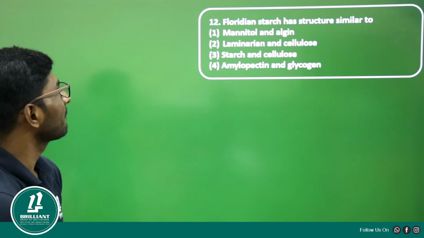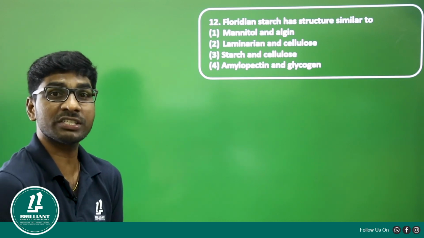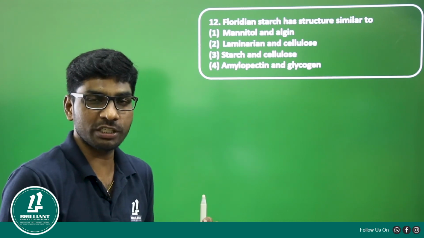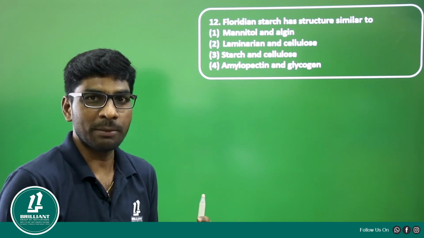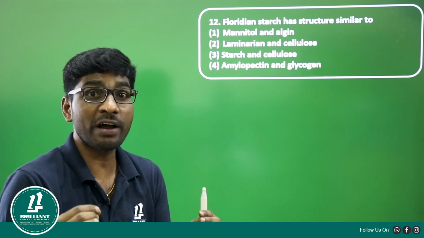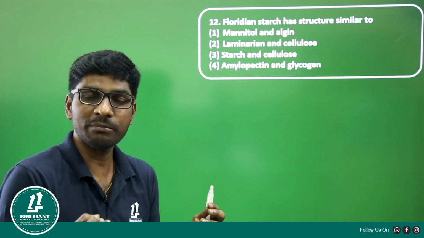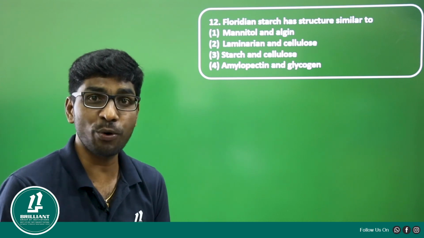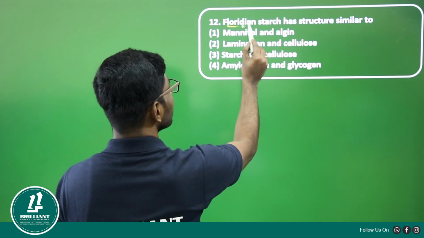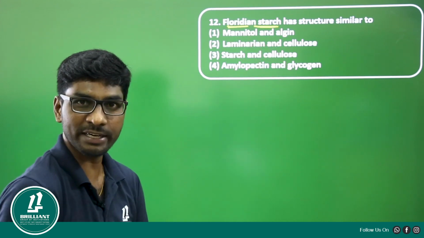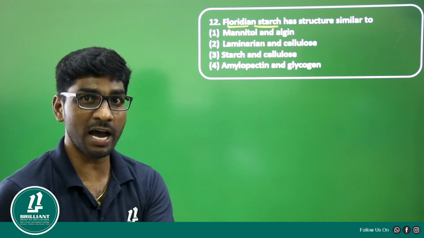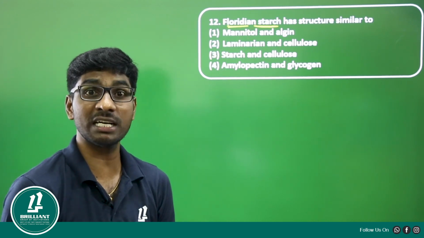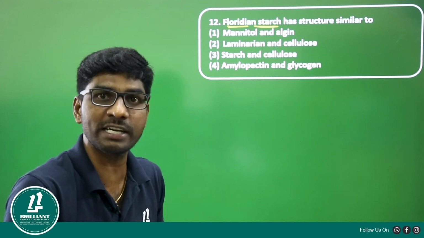Question number 12. Floridian starch has structure similar to what? Whenever you read the question, in your mind, something is running, right? Rhodophyceae algae. Why am I telling this Rhodophyceae algae? Because in Rhodophyceae, red algae, the storage food material is Floridian starch. Yes or no, students? This is a direct NCERT point. Floridian starch structurally similar to mannitol and algin.